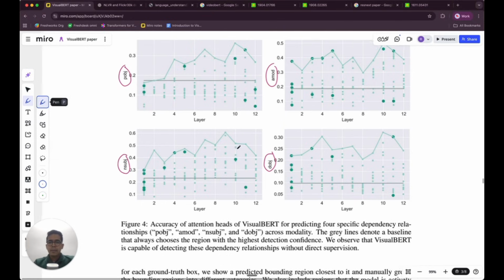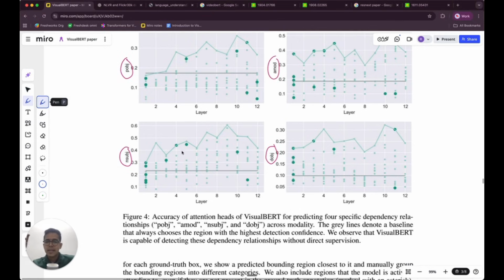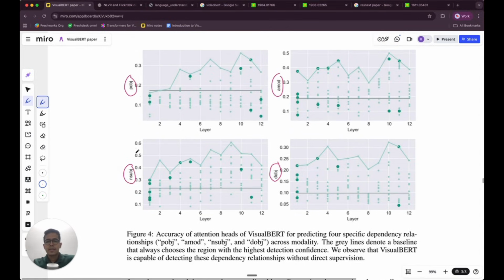Let's read the caption. Meanwhile, I hope you understand the figure itself, even though you don't understand the y-axis label. These are different attention heads in the multi-head attention for each layer. So these are the attention heads in the first layer. This is in the second layer, third layer, and so on, for different y-axis labels. Now we'll see what these labels are for predicting 4 specific dependency relationships. What are these dependency relationships?